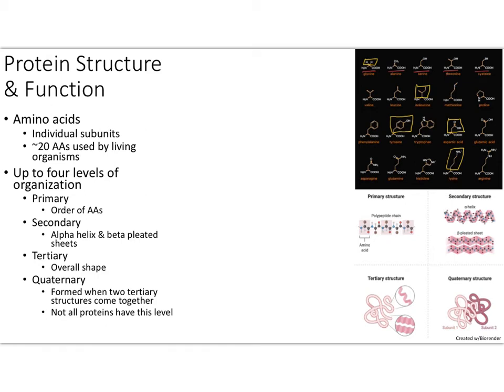So after we have just the order of amino acids, those amino acids start to interact with each other, and they cause the secondary structure to form. And that secondary structure means the amino acids are either twisting around themselves and creating this alpha helix, or kind of folding up like a piece of paper and causing this beta pleated sheet to form. Next, we have the tertiary structure. This is caused by the amino acids interacting with each other even more, and this creates the overall shape of a protein.